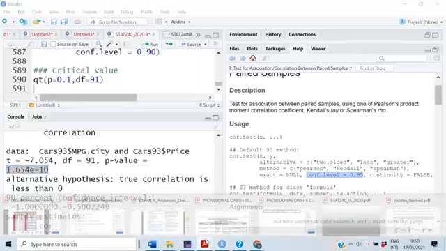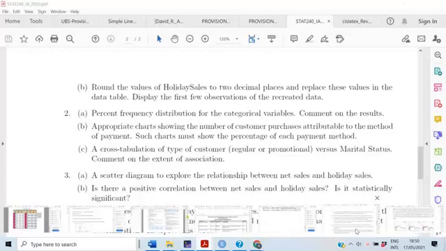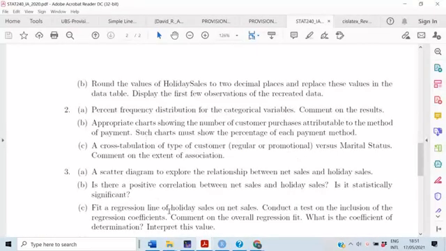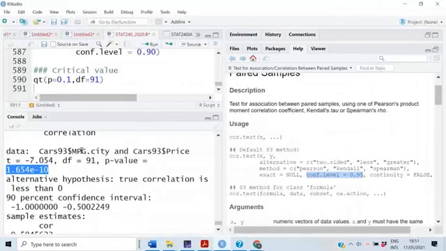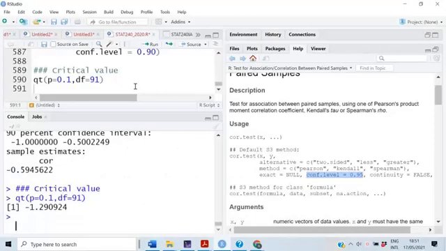So let me go to the IA and see what else. So we've done that. Fit a regression, superimpose regression line. Okay, so we can do that as well. So now let's fit a regression line.